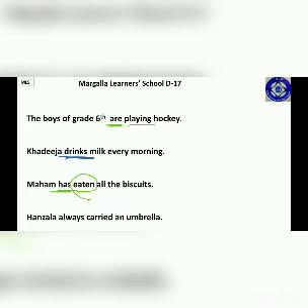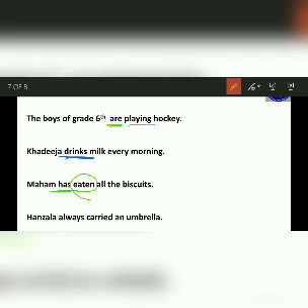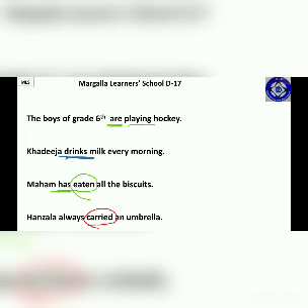Next we have, Hanzala always carried an umbrella. So basically it is a tense about the past, and it is simple past tense. If we look at its structure, we can see they are using the second form of the verb: carry, carried, carried. So they are using the second form of the verb, and it is simple past tense.